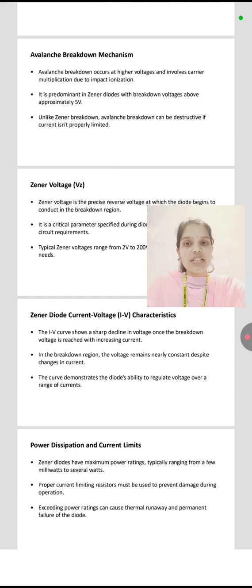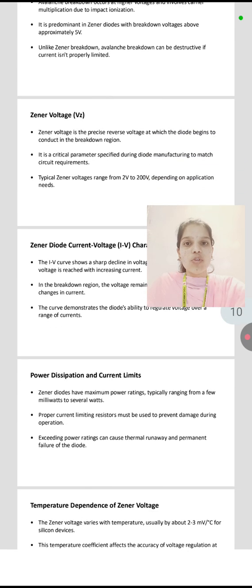Next, we will discuss Zener voltage. Zener voltage is the precise reverse voltage at which the diode begins to conduct in the breakdown region. It is a critical parameter specified during diode manufacturing to match circuit requirements. Typically, Zener voltage ranges from 2 volts to 200 volts depending on application needs.